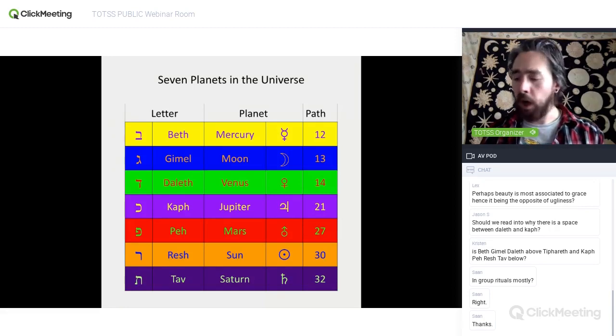Saturn is also described as being honest, and it's associated with asceticism. So whereas something more like a priest or a religious leader might be more of a Jupiterian figure, a monk out in a cave somewhere is more of a Saturnian figure.